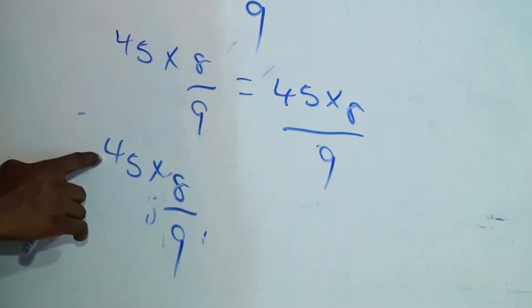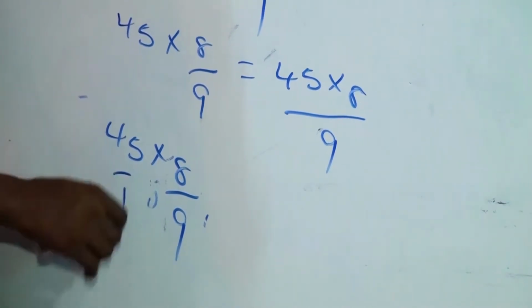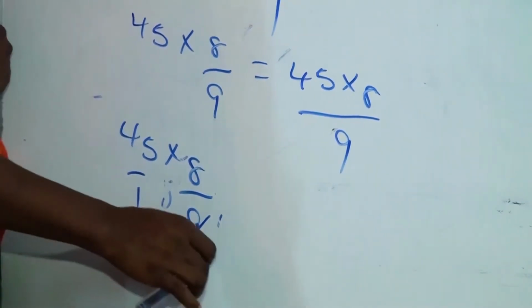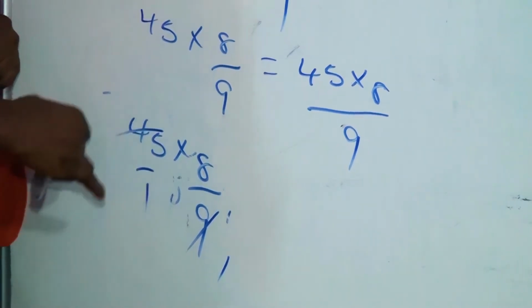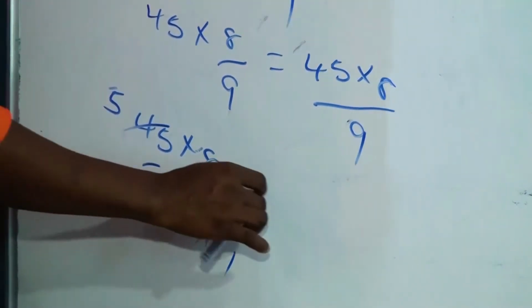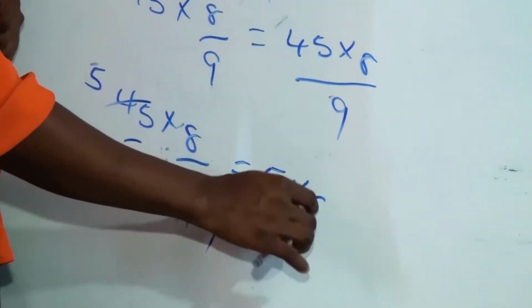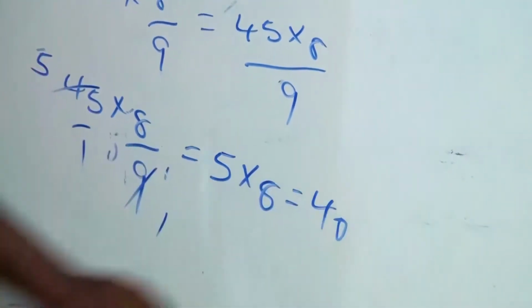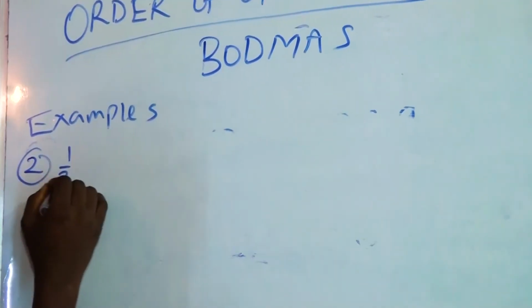How many 9 can you find in 45? You can say this 45 over 1. 9 will divide 9 one time, and 9 will divide 45 5 times. So what we have left is 5 times 8, which gives us 40. Another example.